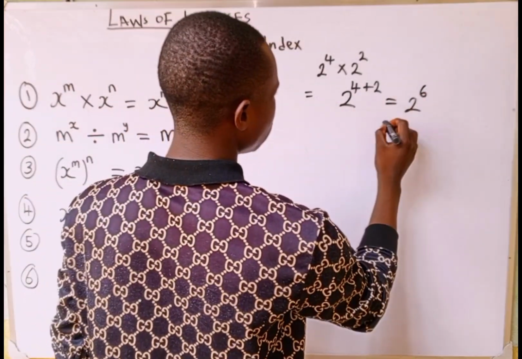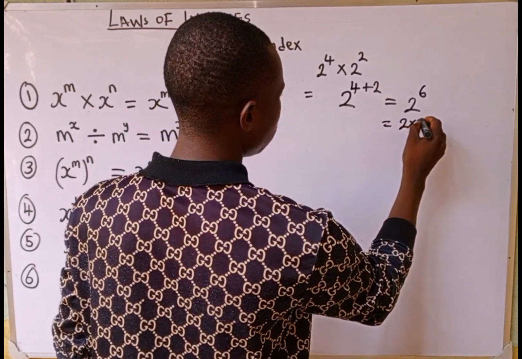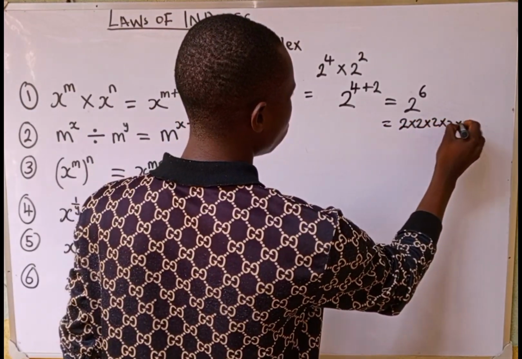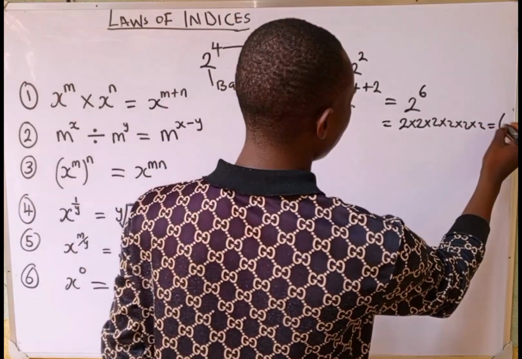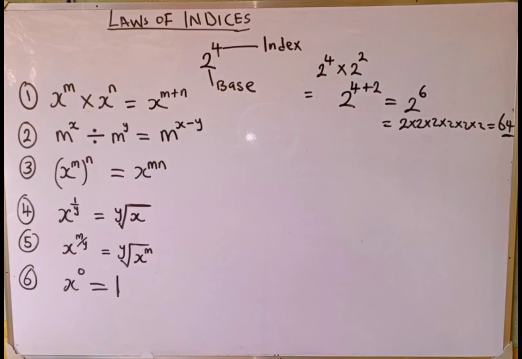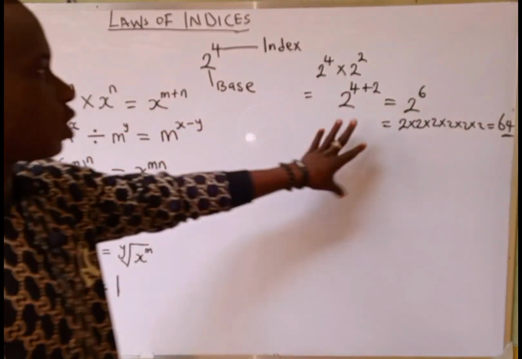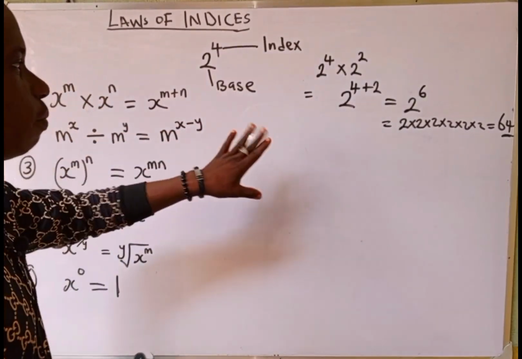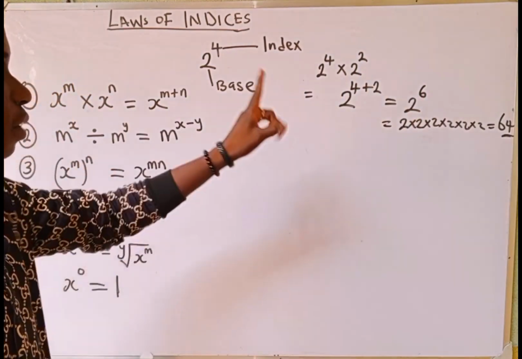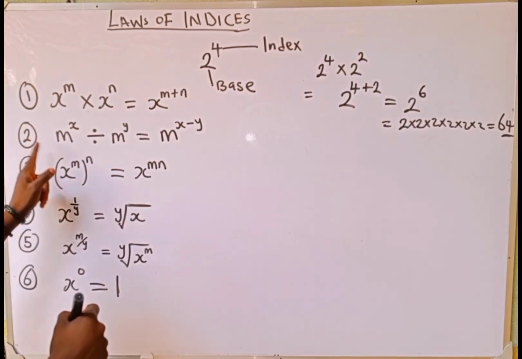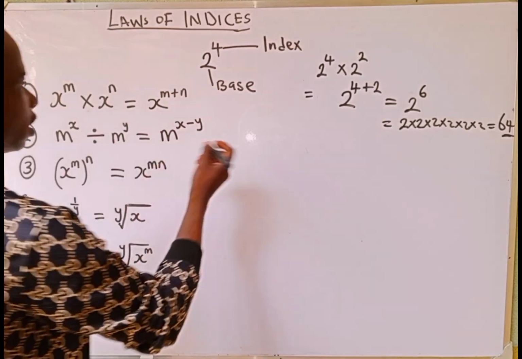And 2 to the power of 6 is the same as what? 2 multiplied by 2 by 2 by 2 by 2 by 2, into 6 places, which is going to give us 64. So this is how to use the multiplication law of indices. Since the base is the same and there's multiplication, you write one of the base, then you add the power. So the second law is the division law of indices.